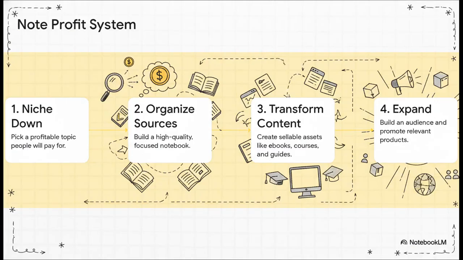If you're a creator, there's this really straightforward framework called the Note Profit System. You find a niche that people will actually pay for, build a killer notebook around it, use that studio panel to transform the knowledge into sellable products like ebooks or courses, and then you just expand your reach. You don't have to be the world's leading expert, you just need to be an excellent curator.